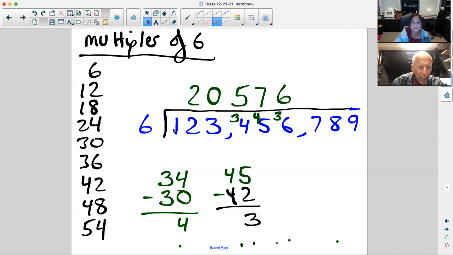Look at the screen. 6 goes into 7, 1 time remainder 1. 6 goes into 18, 3 times, no remainder. 6 goes into 9 once with the remainder of 3. And your answer is 20,576,131 and 3/6 of 1/2. Now, I want you to practice dividing by 6 this week. Will you practice that for me?